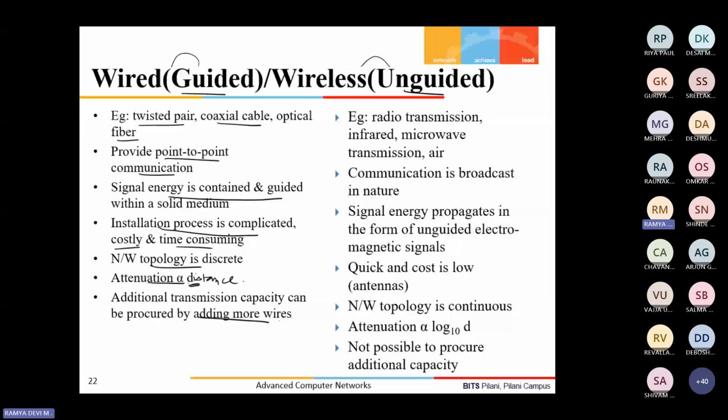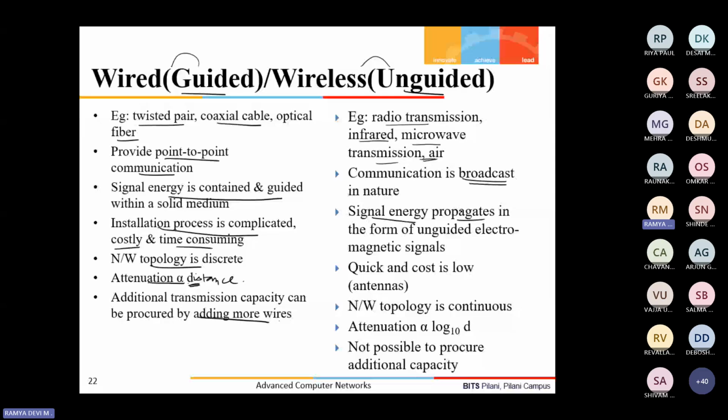Wireless communication is always broadcast in nature. What do you mean by broadcast? Signals can be received by multiple devices within the range. Your television broadcast is done with the help of Airtel or Jio, and you have multiple set-top boxes, right? So it is a broadcast transmission. Even FM is a broadcast, the best example. The signal energy propagates freely, and unguided electromagnetic waves will be there.